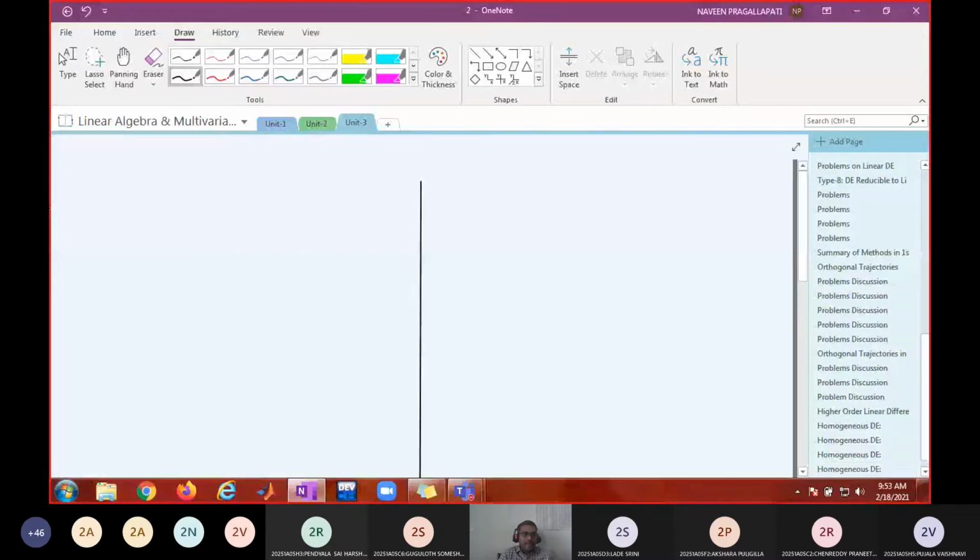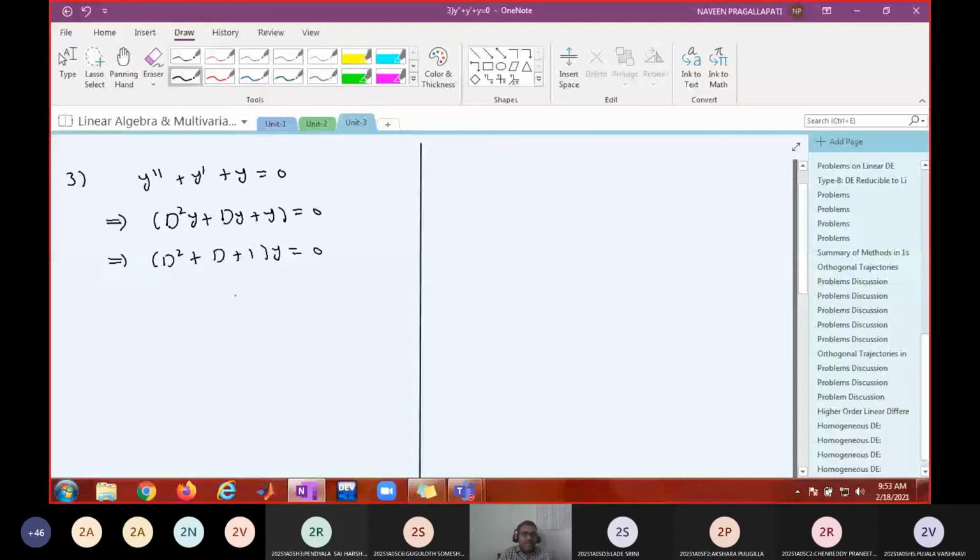Now take the next problem, problem number 3. y double dash plus y dash plus y equal to 0. So can you write down the equation? D square y plus dy plus y equal to 0, or d square plus d plus 1 of y equal to 0. So this is in the form f of d of y equal to 0.